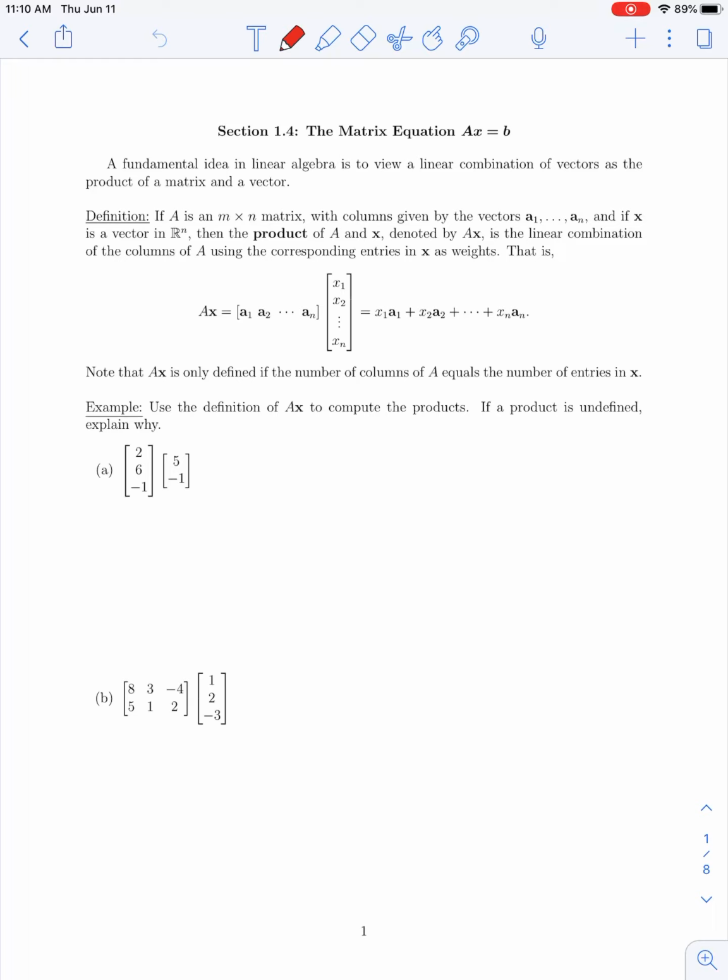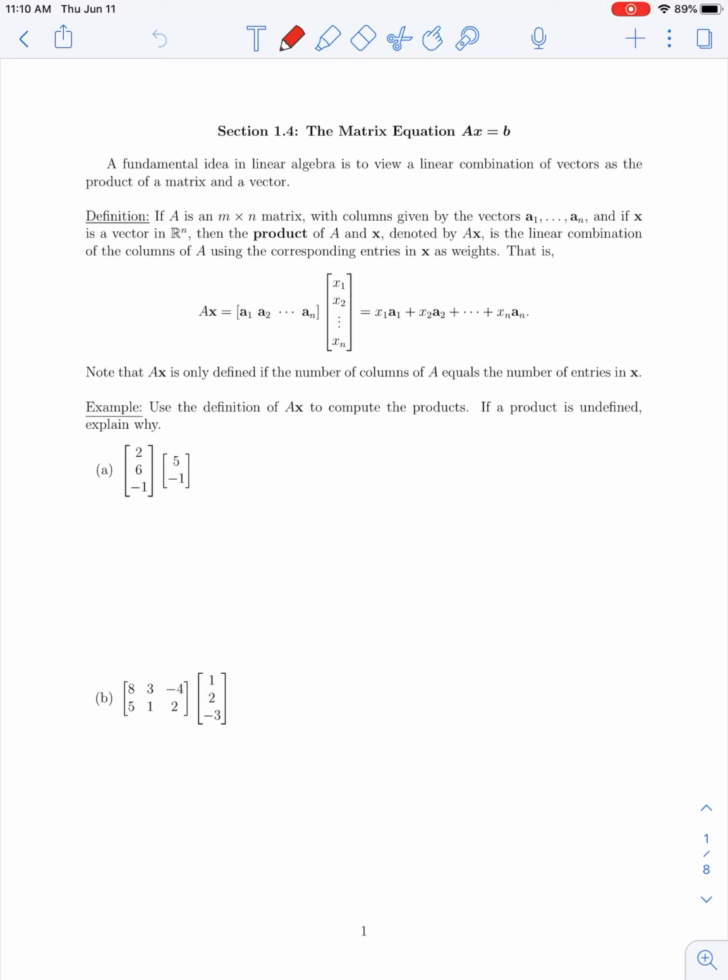Or as we'll see towards the end of this section, we can express systems of linear equations as the product of a matrix times a vector. So to do this, let's start by introducing a little bit of terminology. So we'll start with the following definition.